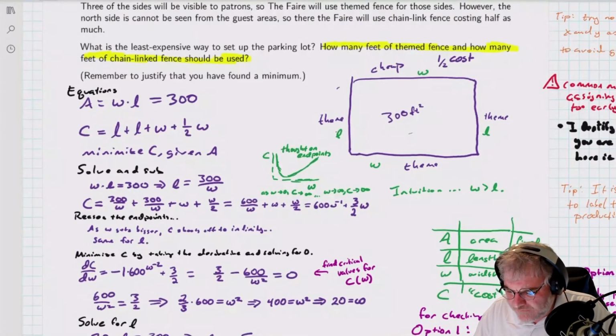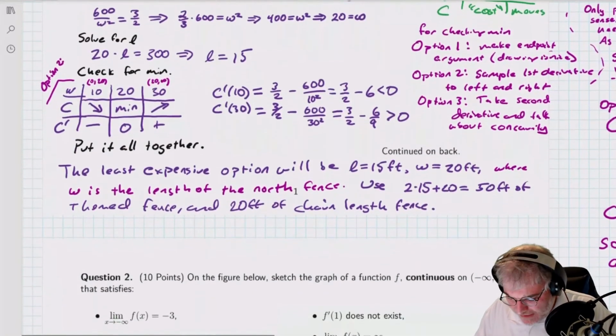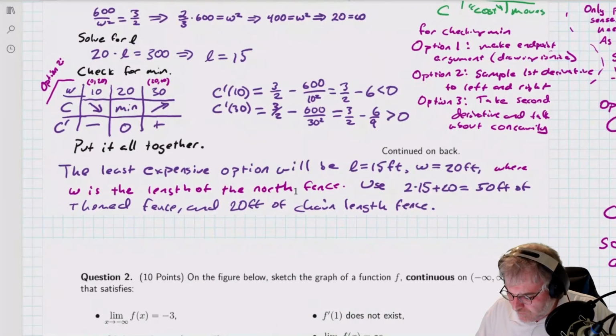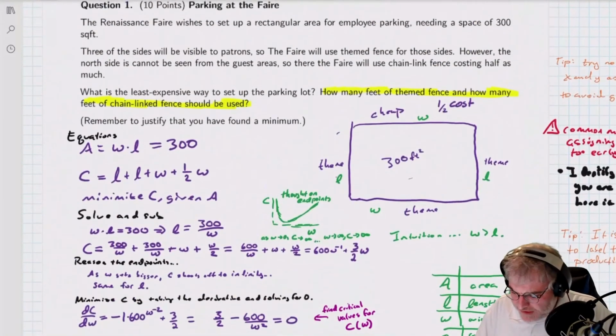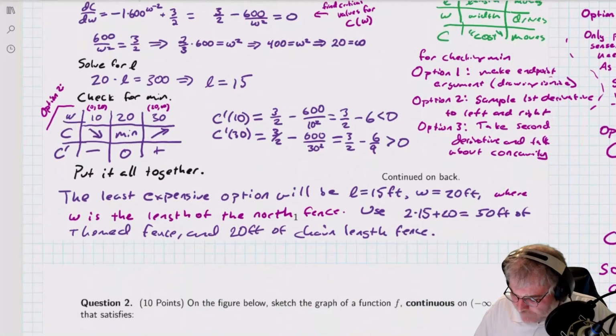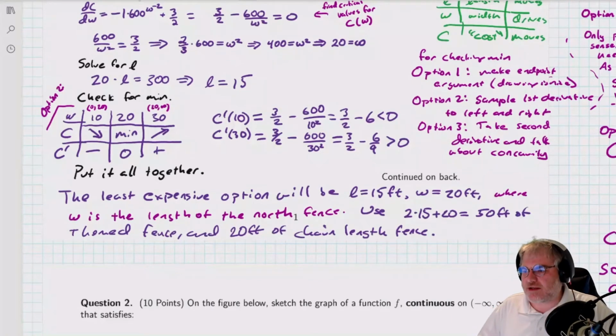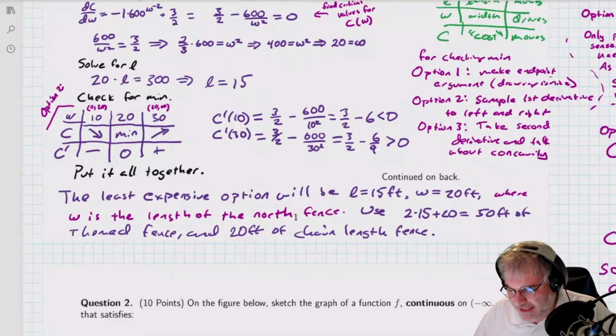And how many feet of themed fence and how many feet of chain link fence do I need? Oh, they don't actually want me to tell them what the total cost is. They want me to say how much of this and how much of that. Well, that I can say. I come back here and I say what I want. I'm going to use 2 times 15 plus 20, right? Because this was a theme, this was a theme, this was a theme. So my dimensions are going to be 15 feet by 20 feet. I'm going to do 20 times 2 times 15, which is 30, plus 20, 50. I need 50 feet of theme fence, and I need 20 feet of chain link fence, and that's the cheapest way to do it. Okay? It didn't ask me for what the actual cost was. It just asked me, what's the cheapest way to do it?